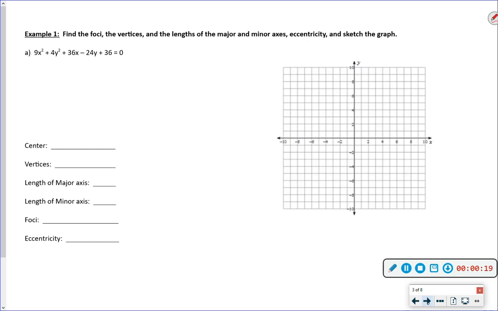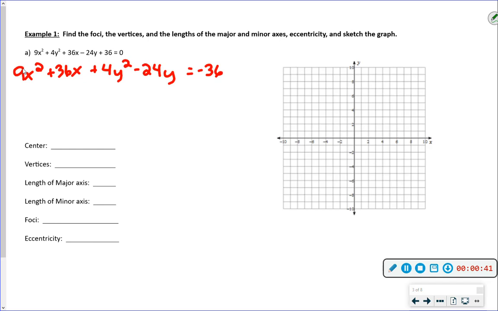So the first thing I'm going to do is pair up the two x terms. So I'm going to keep the 9x squared, and I'm going to go ahead and put 36x next to it. Now I'm going to do the y squareds. So I'm going to put the 4y squared, 24y, and I'm going to go ahead and subtract 36 off. All right, now it's the bad part.